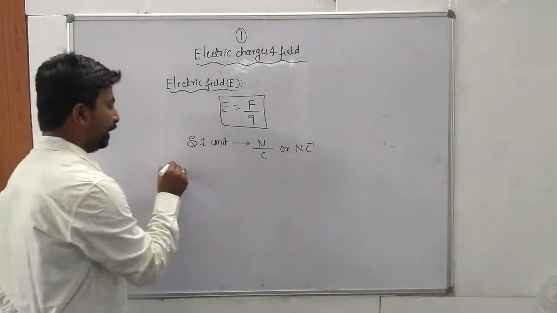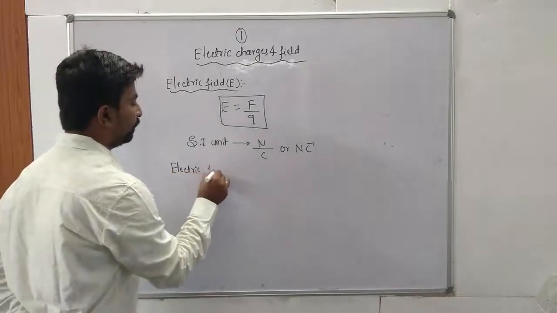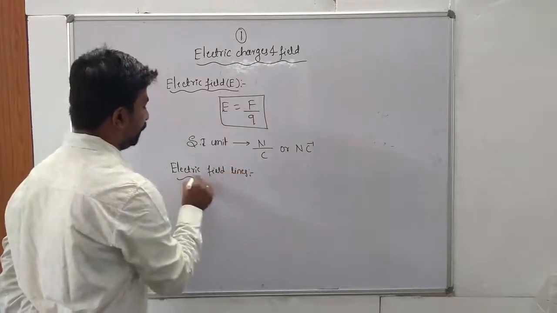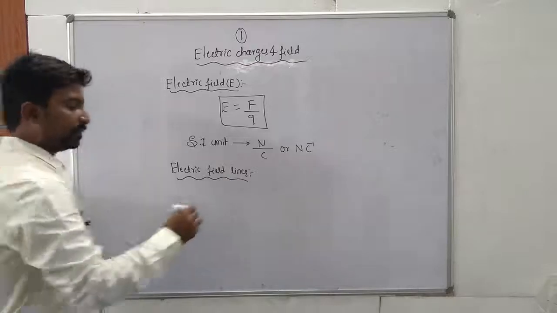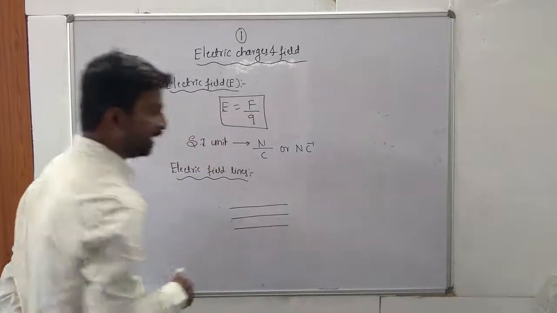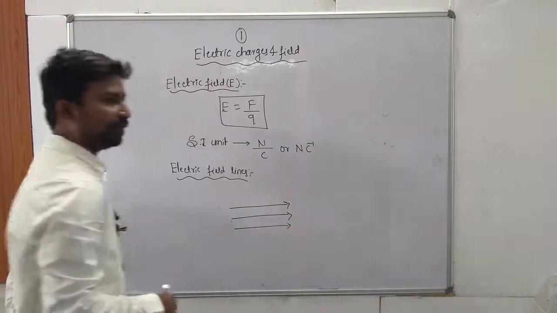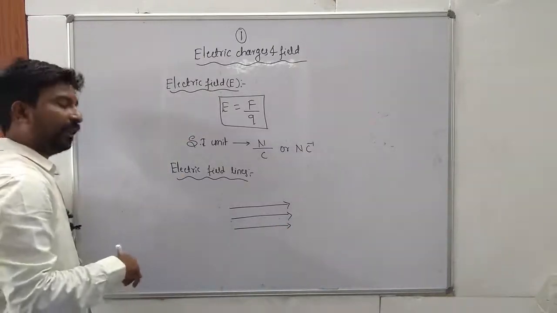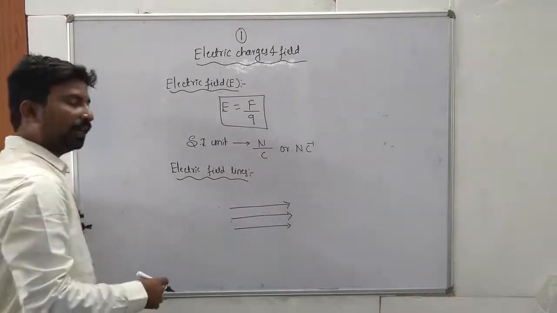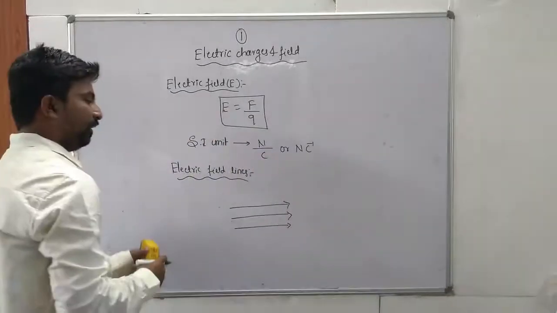So next one, electric field lines. Electric field lines are imaginary lines. These are the imaginary lines drawn along the motion of an isolated positive charge, called what? Electric field lines. Once again, these are the imaginary lines drawn along the motion of an isolated positive charge, called electric field lines.